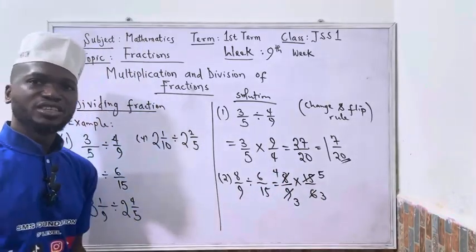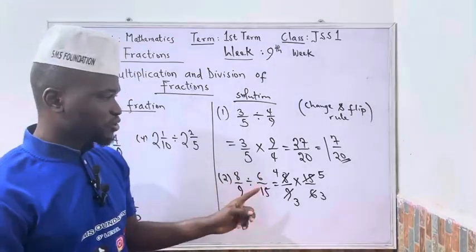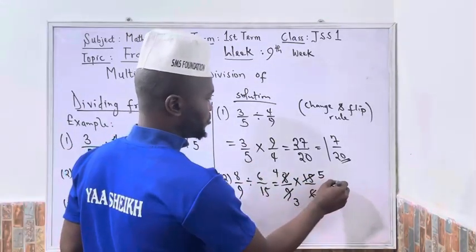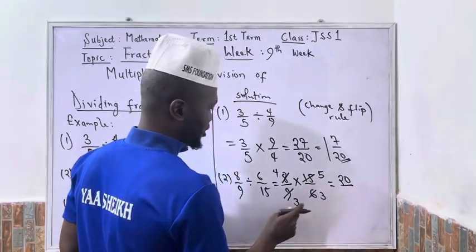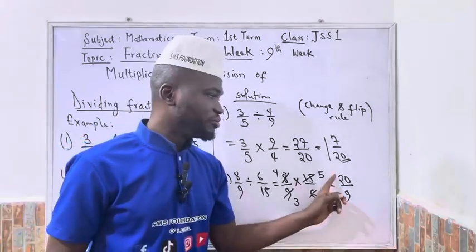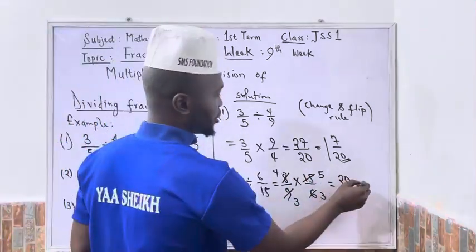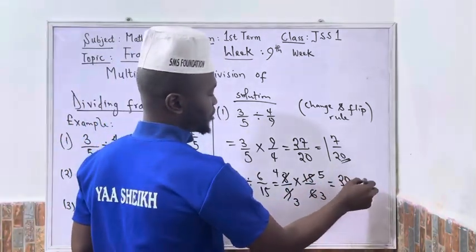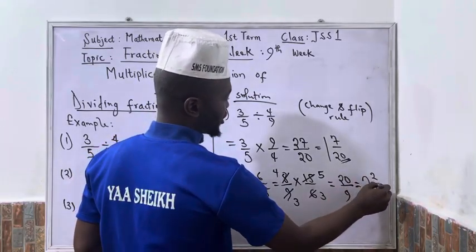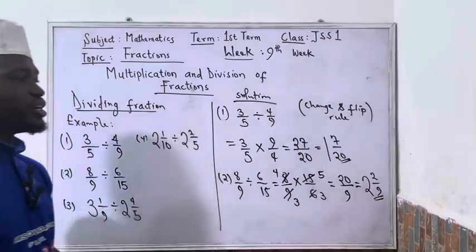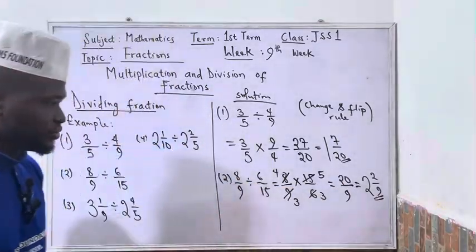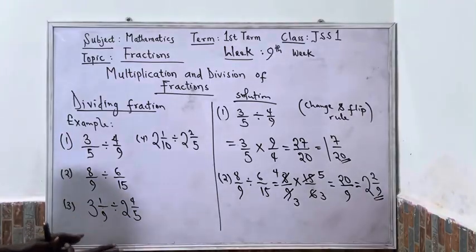So what we are having now is very easy to handle. I will just multiply the remaining things. So 4 times 5, that will give me 20 over 3 times 3, that will give me 9. So of course, I can't leave my answer like this. Let's write it in mixed fraction. How many 9 in 20? That will give me 2, remainder 2 over 9. So the answer is 2 whole number, 2 over 9. Very, very easy. All right, now let's go to the third one.